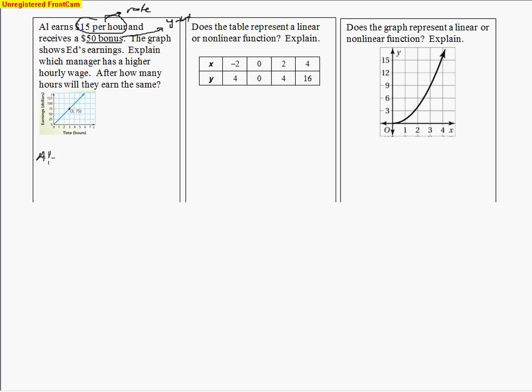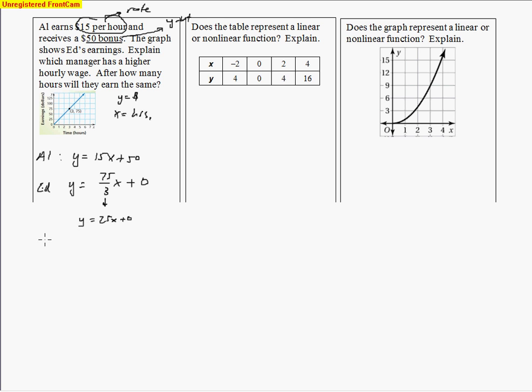So let's write down Al's equation. Y equals 15x plus 50. And I'm saying y equals the amount of money, x equals hours. Now, Ed's earnings are on this chart, and it says 3 hours, $75. So we'll say Ed, his earnings are 75 over 3x. No initial amount because he starts at 0. So it's plus 0 there. So I'm going to reduce this. This makes 25. And so what that represents is his hourly wage.